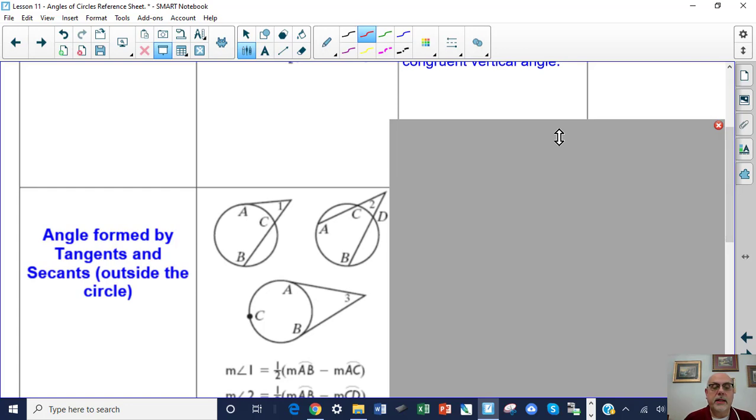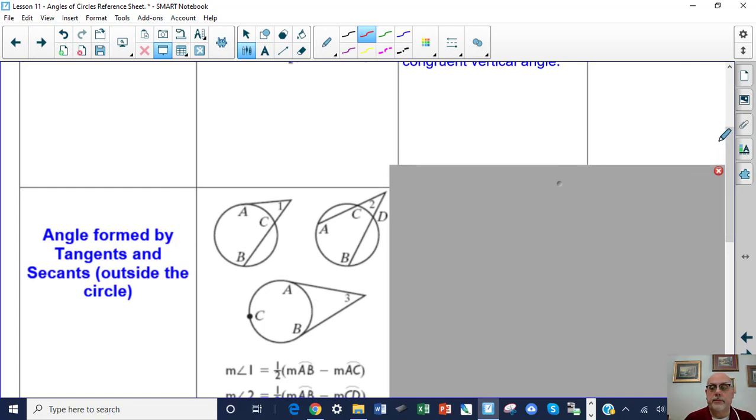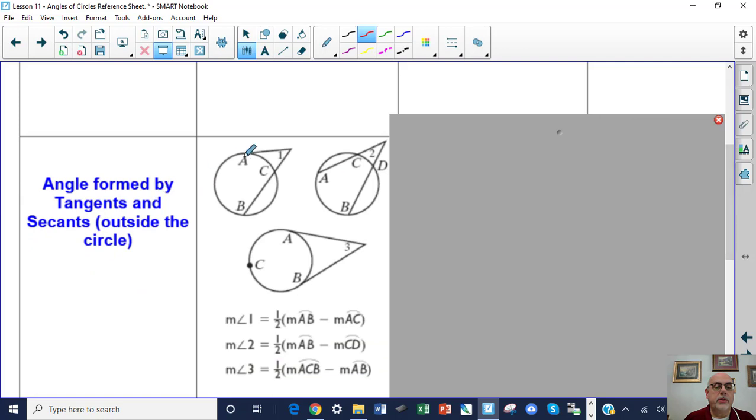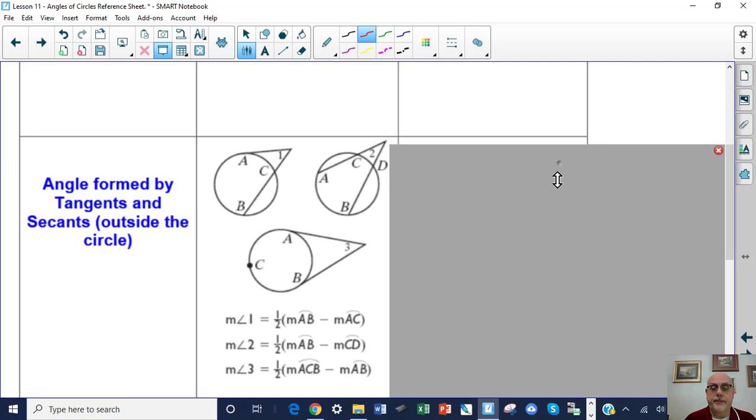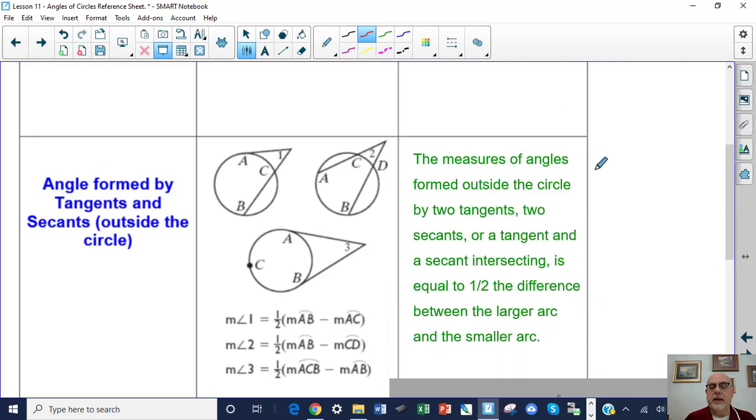Now I put all of these together because they all follow the same rule. So you have an angle formed by two tangents here, an angle formed by two secants here, or a tangent and a secant here. They all follow the same rule. The measures of angles formed outside the circle by two tangents, two secants, or a tangent and a secant intersecting is equal to half the difference between the larger arc and the smaller arc. So it's always large arc minus small, divide by 2.